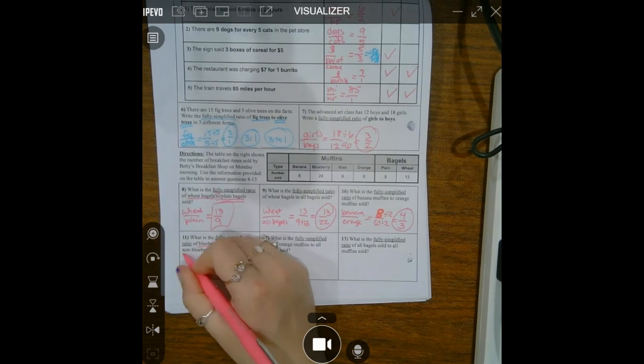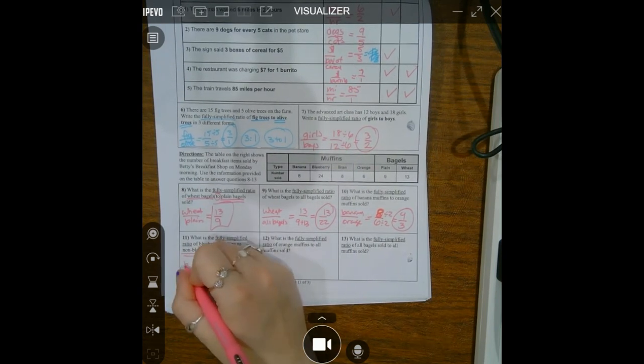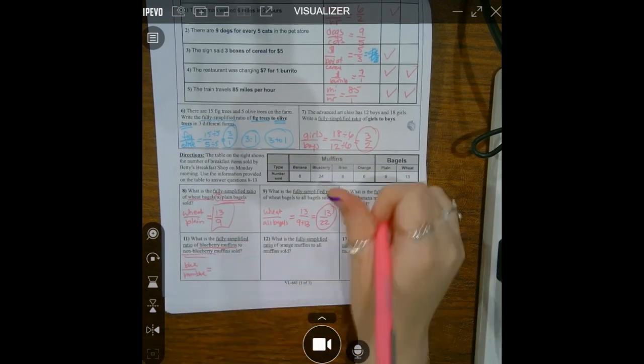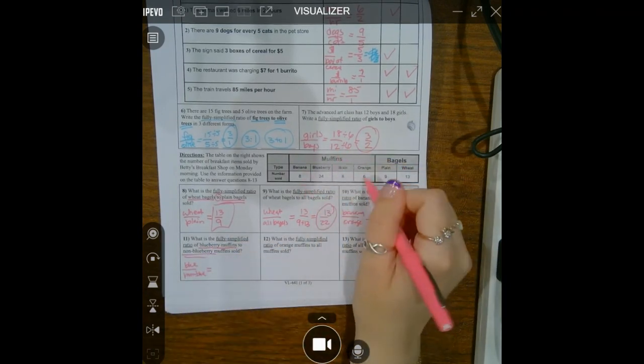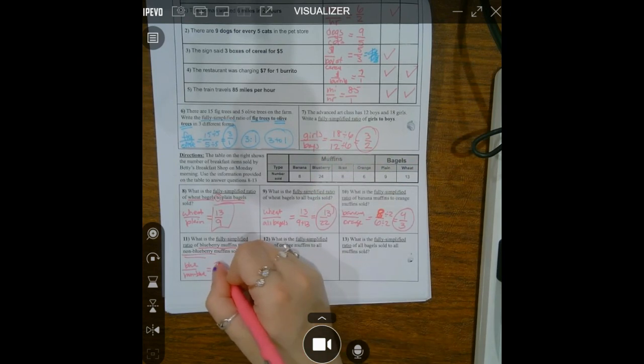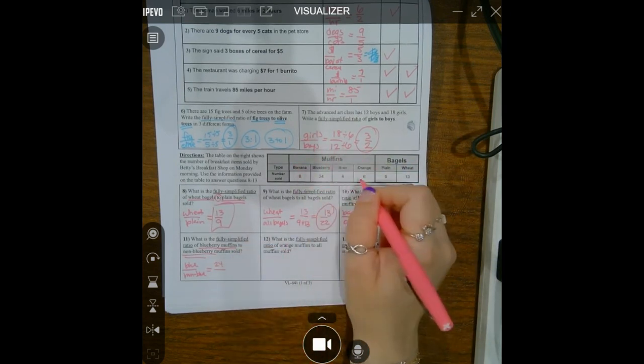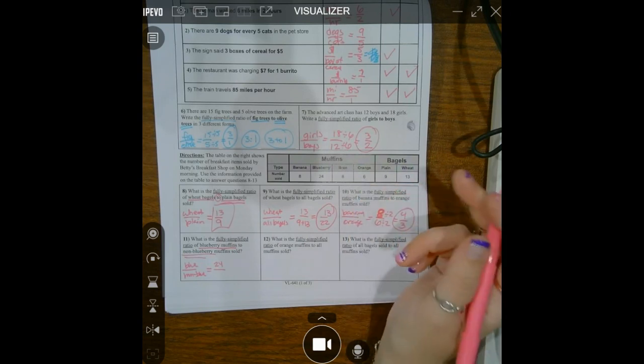Okay, this one's getting wordy, so I'm just going to underline. We have blueberry to non-blueberry. And we're focusing on just the muffins, so right here. So the blueberry is right here, which is 24. And then non-blueberry, look at all of these, and it's basically all the ones that, what do you think? Yeah, all the ones that aren't blueberry.